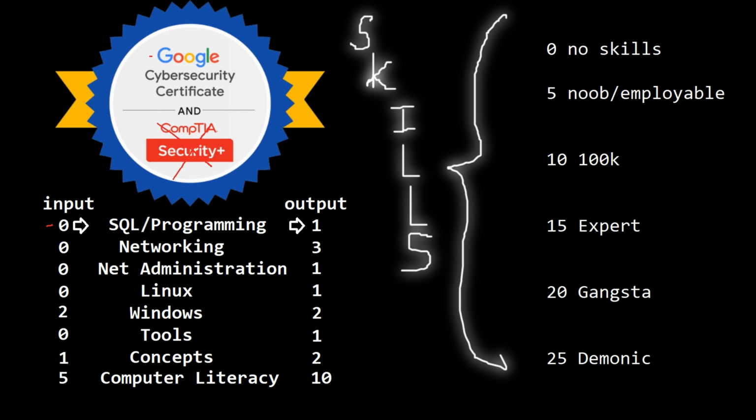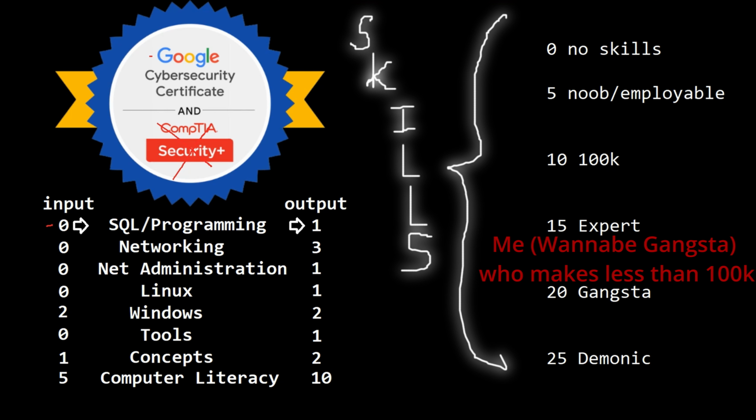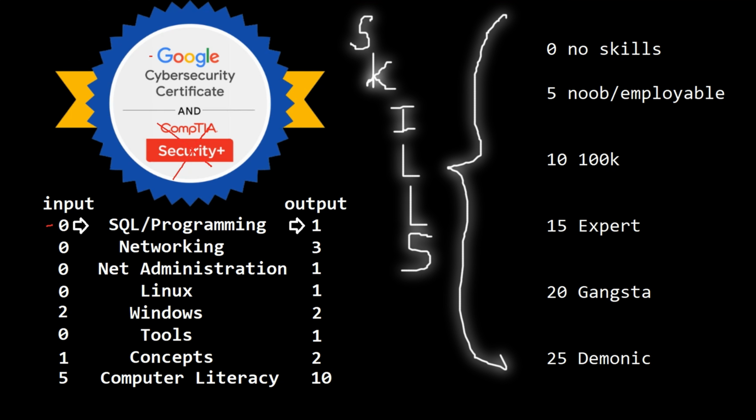So this certification will get you in the door. Looking at the networking, it'll get you a 3, net administration and Linux get you 1s, tools will get you a 1, Windows will bring you to a level 2, which you actually should start this certification with. But one area that you can grow in is computer literacy. So you would bring this level 5 into the Google Cyber Cert, and by the time you get done, you'll be a 10. So with a level 10, you could theoretically hit $100,000 a year, but it's going to be hard.